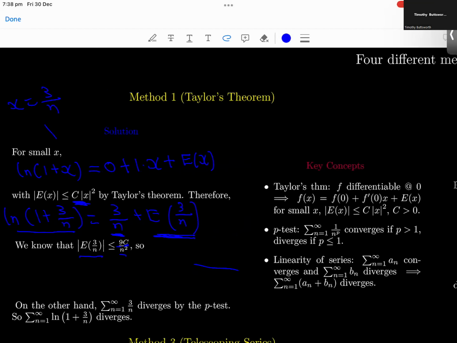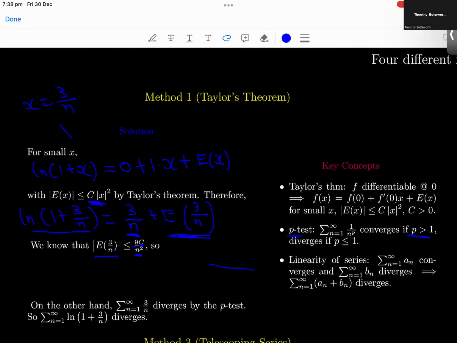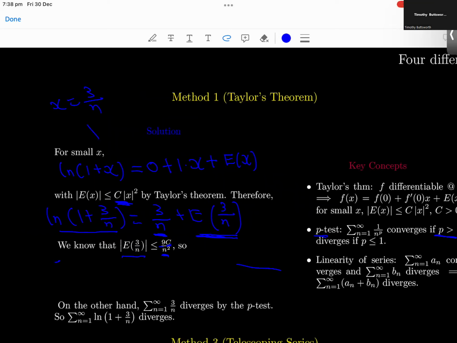And what I'm using here is the p-test. I'm using the p-test, which says that if I sum up a constant divided by n to the power of p, and that number is bigger than 1, then what I get is something that converges. And so therefore, what I can conclude is that the sum from n equals 1 up to infinity of e of 3 divided by n is actually convergent by the p-test.